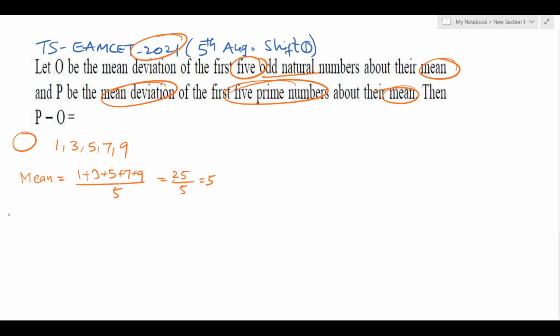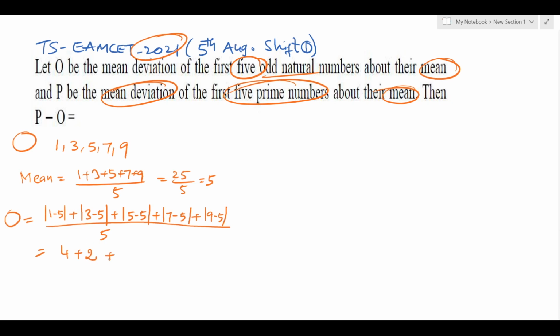And the mean deviation is given, that is mean deviation is O. O is equal to modulus of 1 minus 5, plus modulus of 3 minus 5, modulus of 5 minus 5, modulus of 7 minus 5, modulus of 9 minus 5, by 5. That is equal to 4, 2, 0, 2, 4 by 5, this is 12 by 5. Therefore O is equal to 12 by 5, this is 2.4. So O value is 2.4.